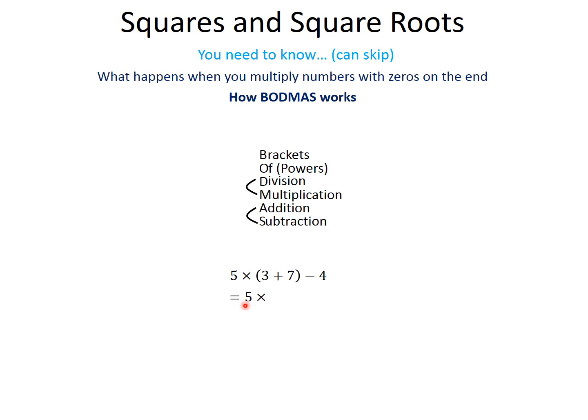So I write down the 5 times, I haven't used that yet. Then I write down the 10 and then the minus 4. So the only thing that changed from here to here is that 10. And so no crossing out or anything like that, just write it on the next line.